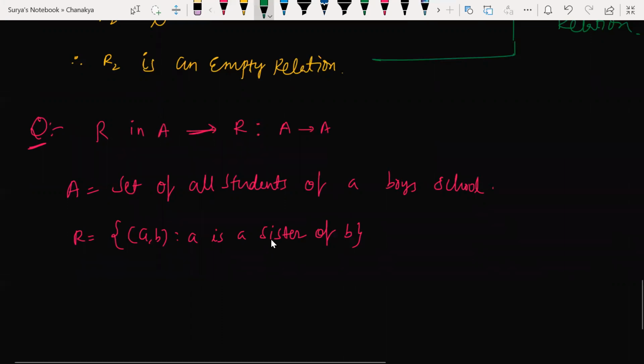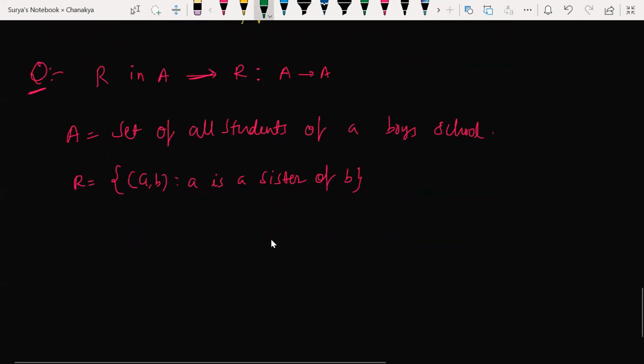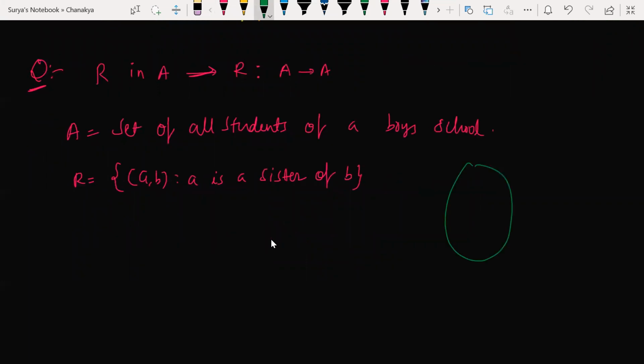What is set A given to you? Set of all students of a boys school. Now let's say this is set A. Let's say this is set B. Sorry, this is also set A only, right? We are not talking about B here. So in a boys school only boys will be there. Boy 1, boy 2, and so on. Here also boy 1, boy 2, and so on, n boys will be there, correct?